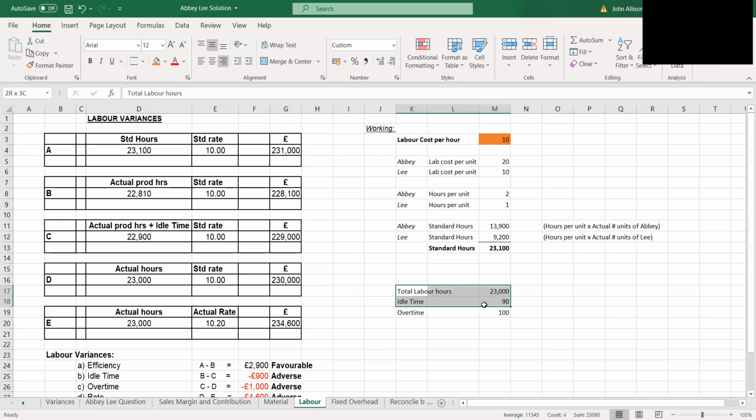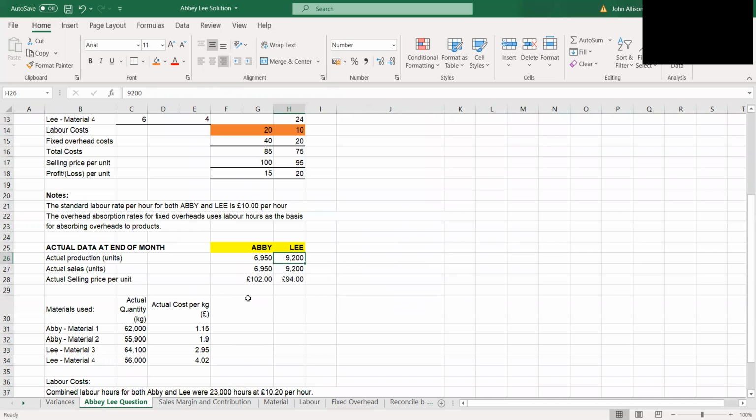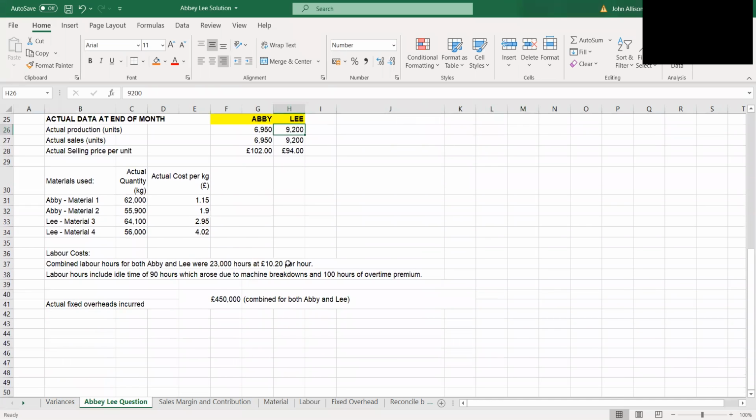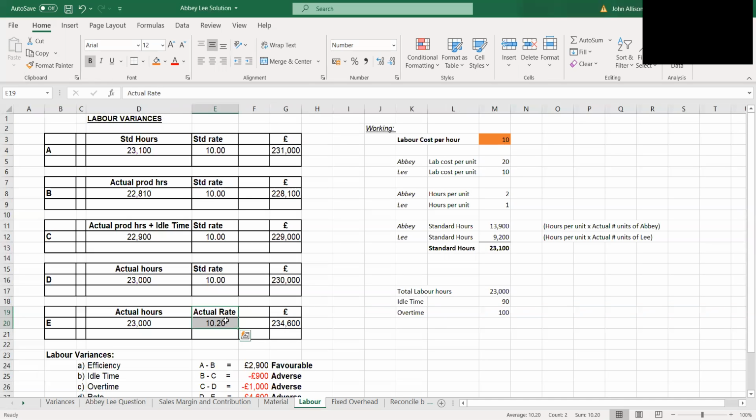The next amount of values we need, so to calculate the rest of these values down here, we see we've got the £10, the standard rate gives us A, B, C, and D. To get E, we need to get the actual rate. The actual rate's given to us in the question. We can see here it's £10.20 an hour. So £10.20 an hour is the actual rate. So we just plug that in here.